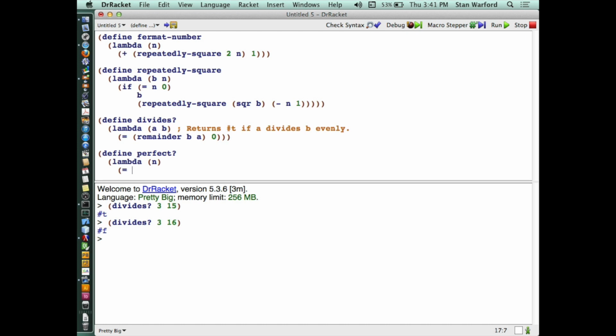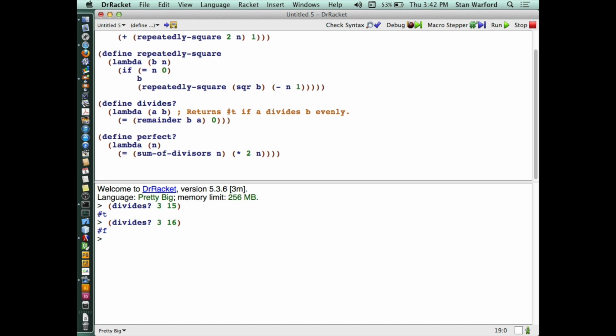Equals. Parentheses times n, 2. Oh yes, we could do these in either order. Let's do sum of divisors first. Sum of divisors. And now how many parameters does sum of divisors have? I think it just has 1, right? And now we have to see if that's equal to what? Yeah, times 2, either way. Okay, so that is our defined perfect.